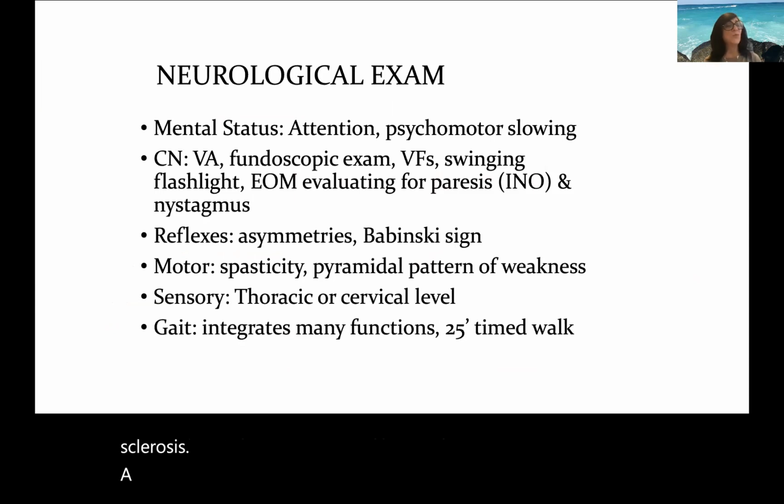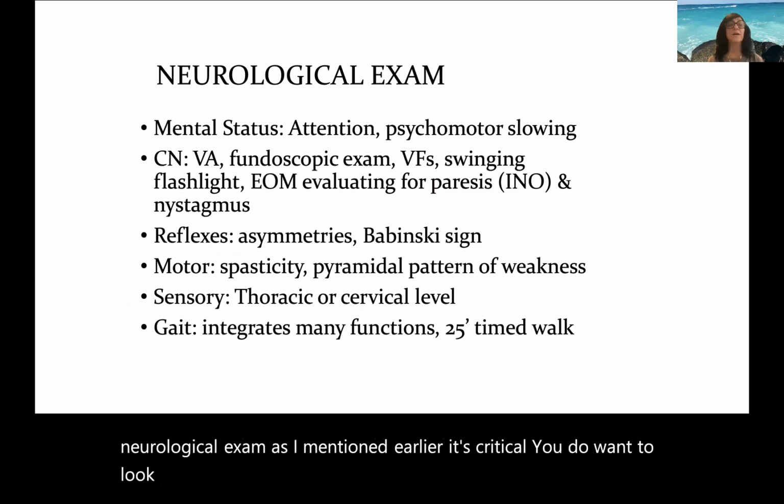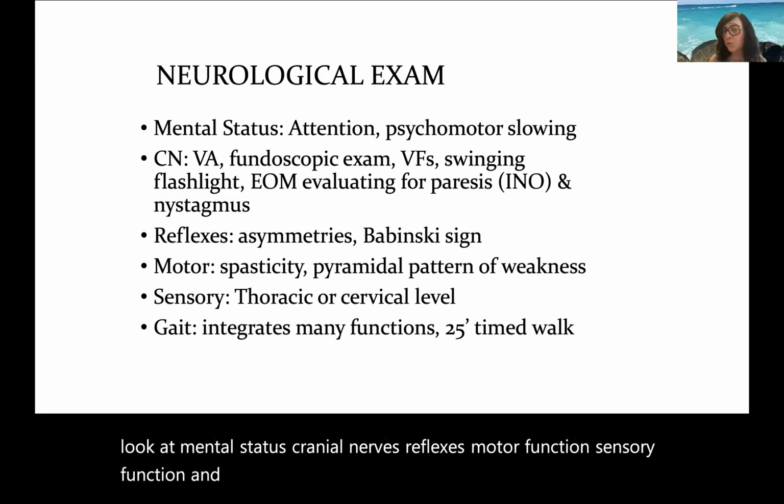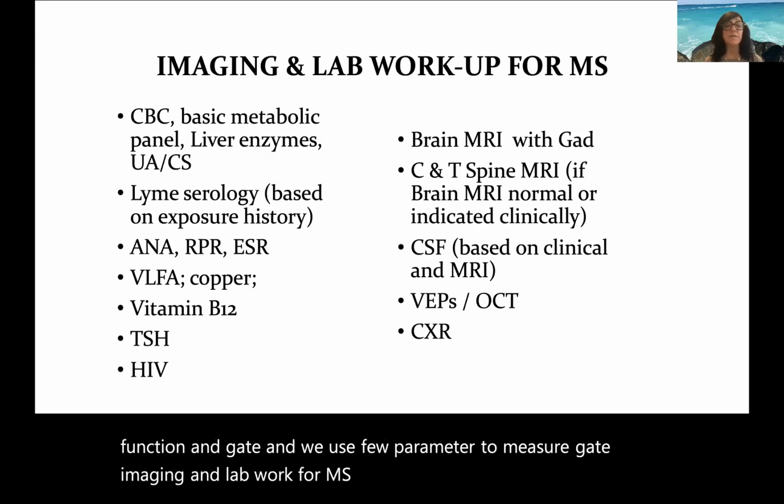Briefly about the workup: the neurological symptoms and the neurological exam, as I mentioned earlier, are critical. You do want to look at mental status, cranial nerves, reflexes, motor function, sensory function, and gait. And we use a few parameters to measure gait. Imaging and lab work for MS, I will discuss in more detail in a future talk.